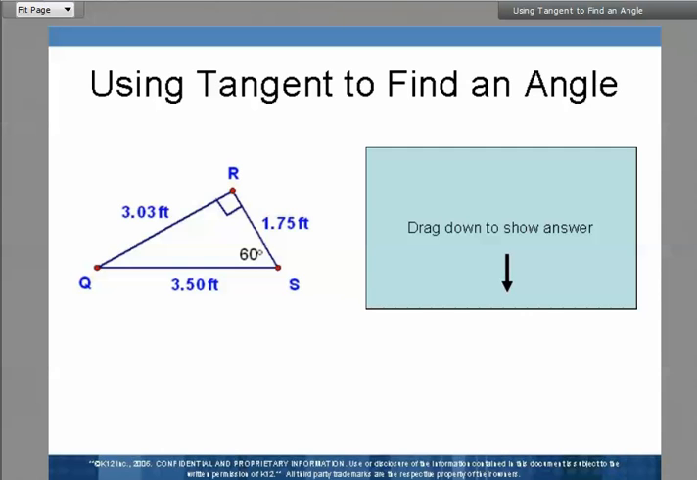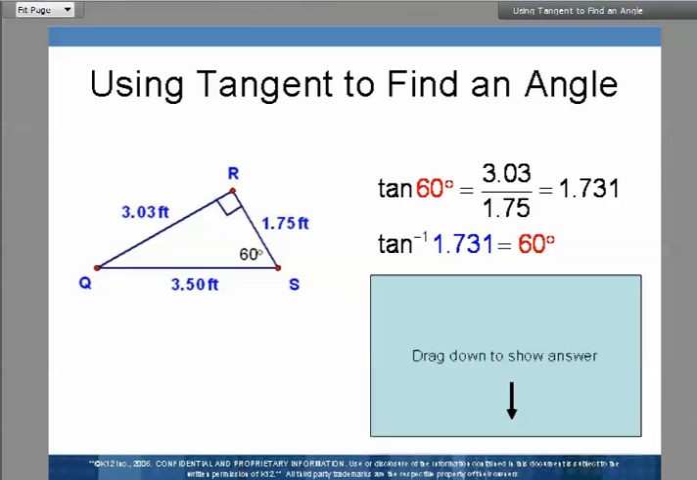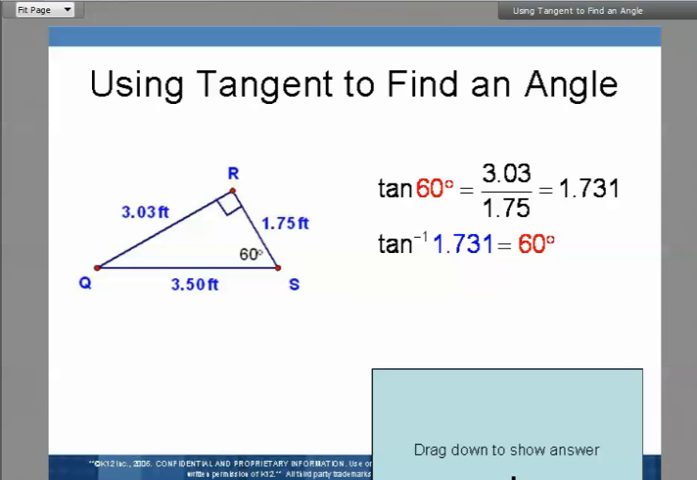Okay? Now, they wanted to use the tangent to find an angle here. They're going to show us how to do that. If they wanted to find the tangent of 60 degrees, it would be 3.03 divided by 1.75. Going the other way around, if I took the inverse tangent of 1.731, I would find 60 degrees.